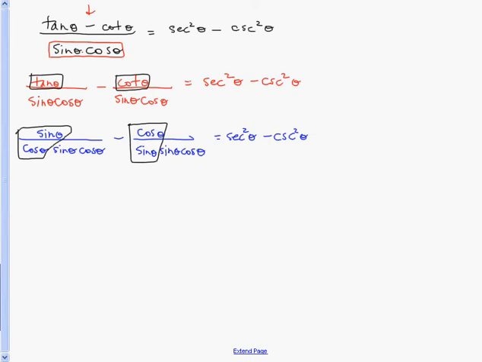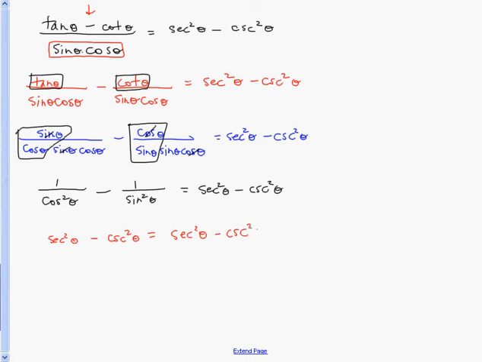Okay, so now these actually cancel to leave me 1 over cosine squared of theta. These actually cancel to leave me 1 over sine squared of theta. I am getting much closer. This by reciprocal identity is secant squared of theta. This is cosecant squared of theta. And that is exactly where I was trying to get to. So I'm done. I have verified that they are exactly alike.